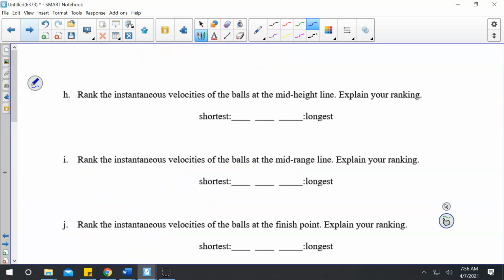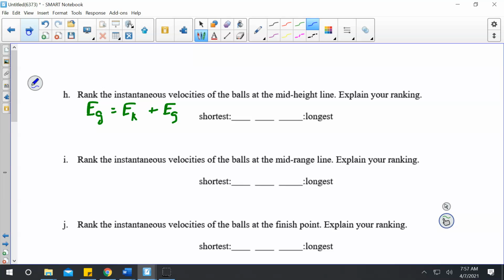We're going to get you started on these problems. Now it says rank the instantaneous velocities of the ball at the mid-height and explain your ranking. So when you want to look at this, you want to look at the energy transformation here. So we're really going from energy gravity into energy kinetic for this, plus they still have some energy gravity.